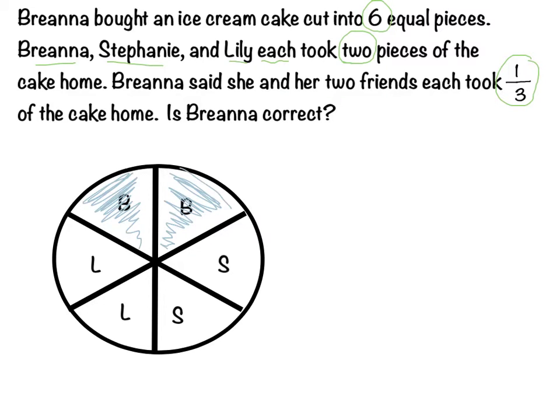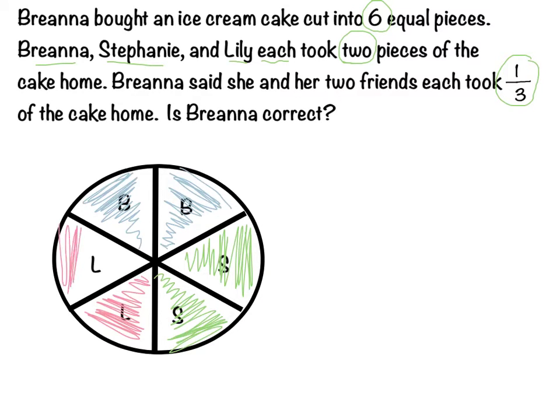In Stephanie's part, I put an S, and I'm going to shade in Stephanie's part in green to show that these are Stephanie's 2 pieces. And in Lily's part, I put an L, and I'm going to shade in Lily's part in pink to show that these are Lily's 2 pieces.